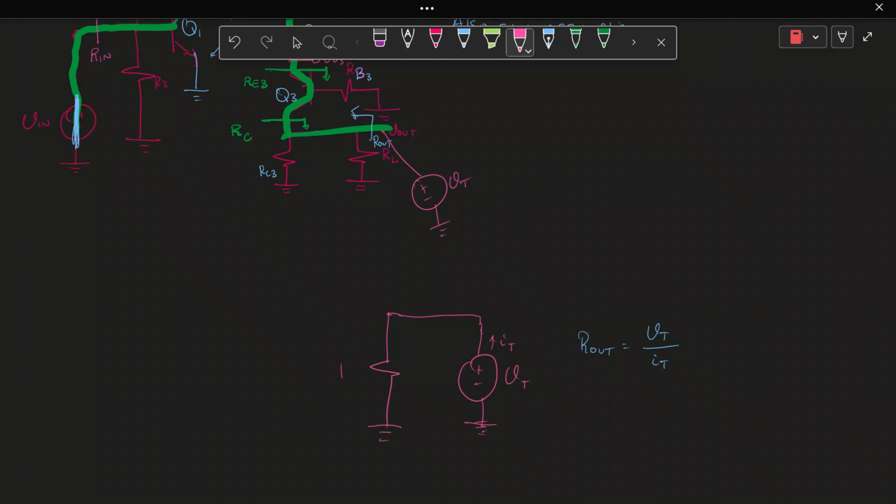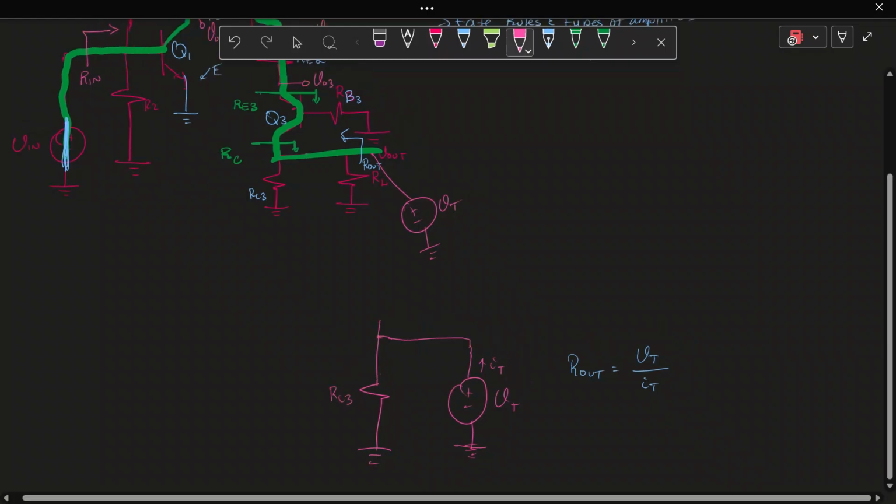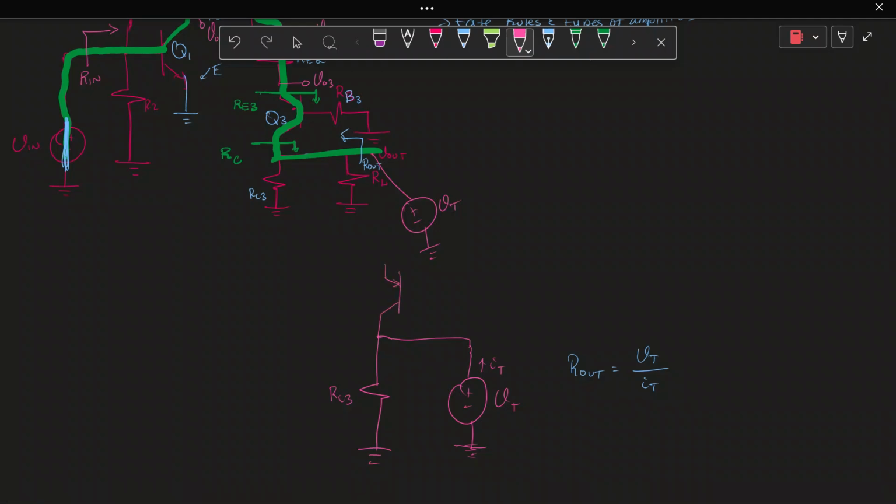This sees RC3 now, right? If RL is taken out, it becomes an open circuit, then VT only sees RC3. And now it also sees the collector, because remember, this is a PNP. It sees the collector of Q3.